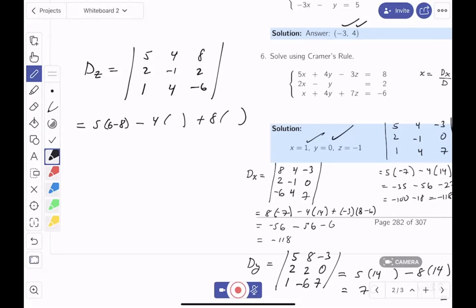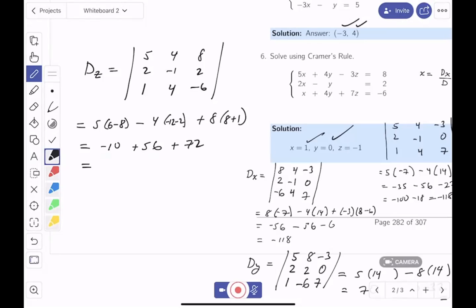Let's see if I did that right. 6 minus 8. And then I get minus 12. All right, minus 12 minus 2. Then the 8 would be 8. And then it's plus 1 then. Oh boy, more arithmetic. 6 minus 8 is minus 2. That's going to be minus 10. This is going to be minus 4 times, 4 times 14 then, right? 56. And then 8 times 9 is 72.